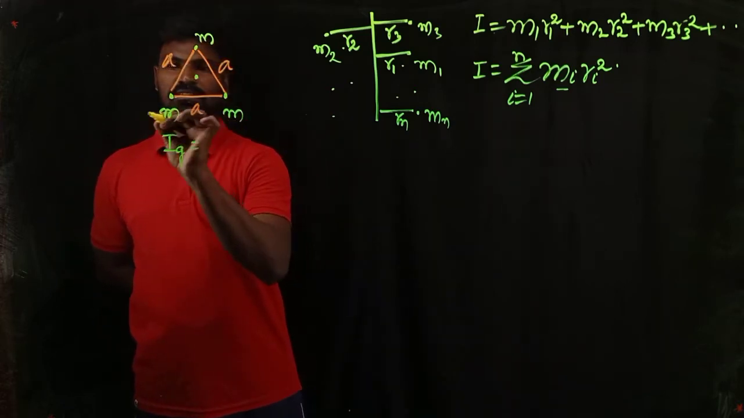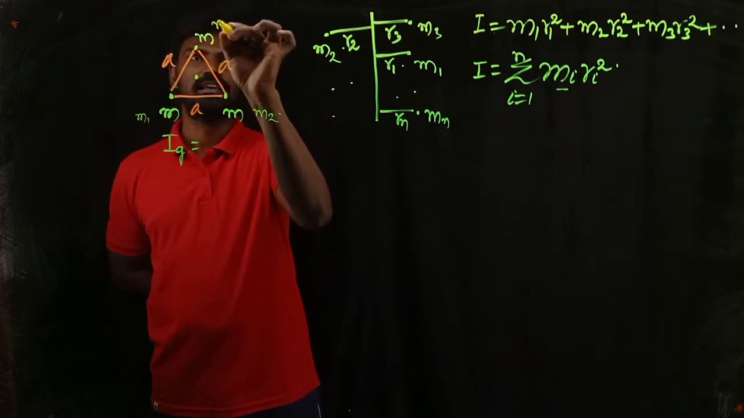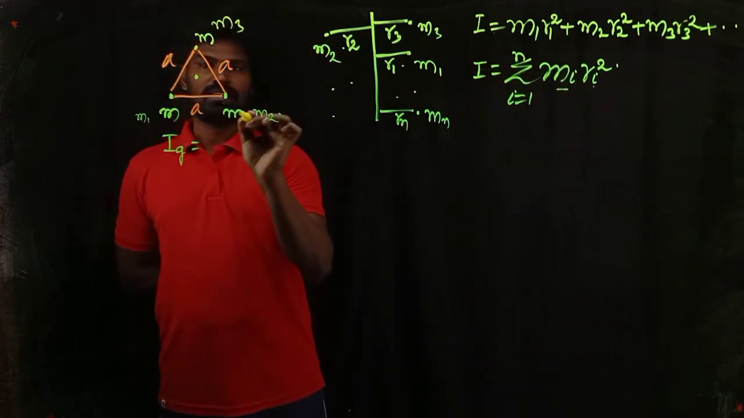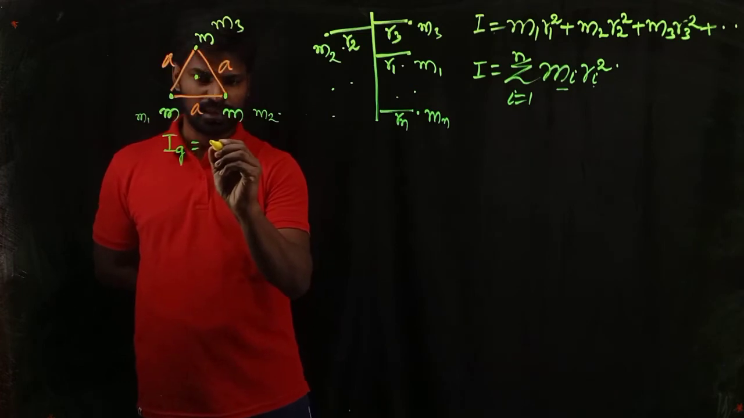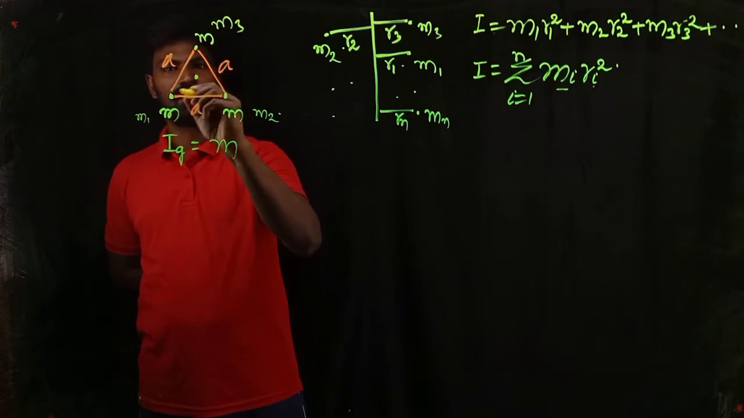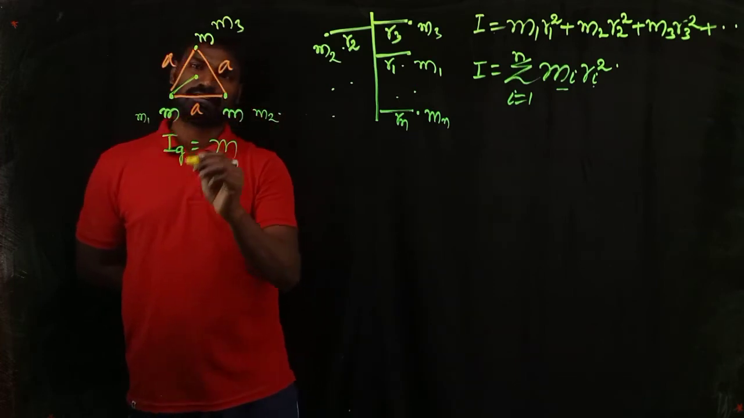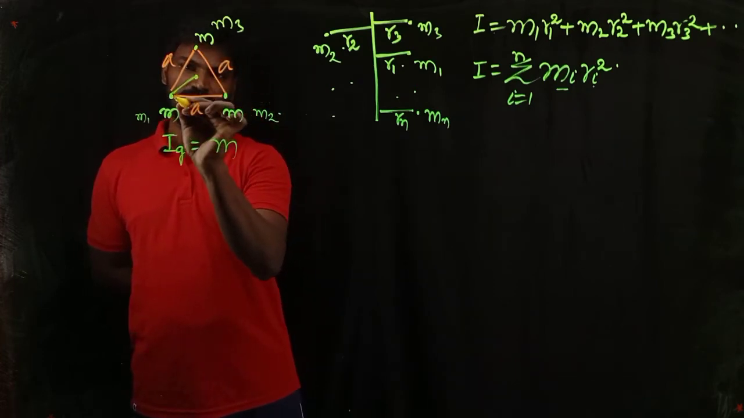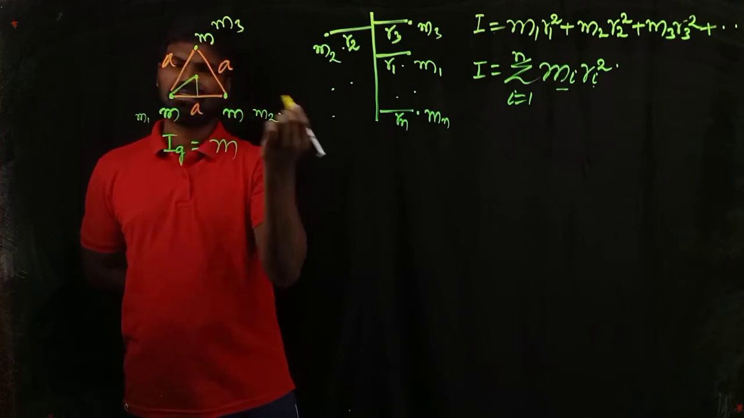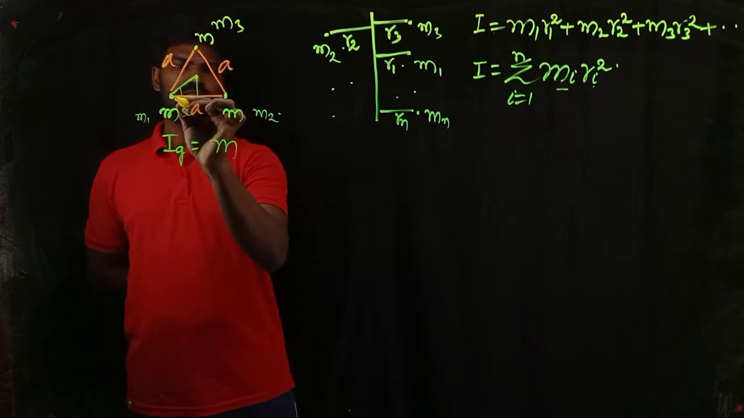First, I will call this mass M1, this mass M2, and this mass M3, because we are going to use this expression. For M1, what is the expression? M into the square of the separation between this particle and the axis of rotation, that is this distance. From the geometry, as I said, it is an equilateral triangle. This distance is a by 2, and this distance also a by 2. Alternately, you can take this angle as 30 degrees. So this distance is a by 2.